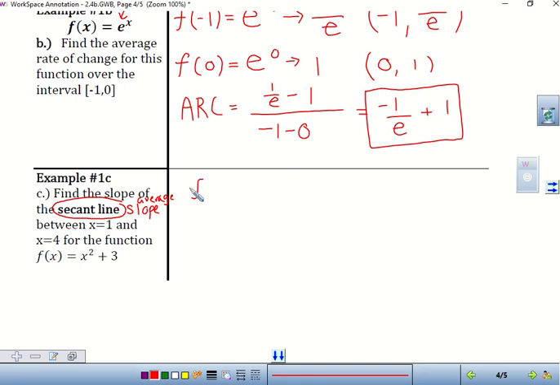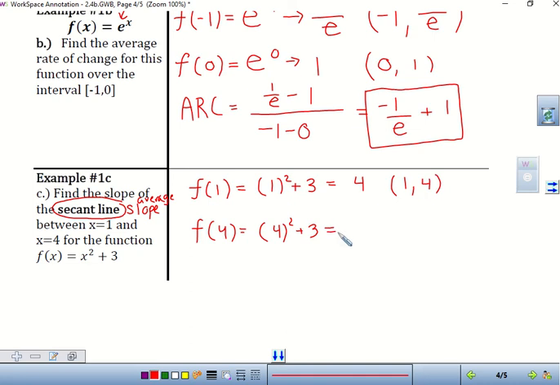So we're going to plug in 1, and we're also going to plug in 4. Each of these is going to give us a corresponding y. This is going to give me 4, so that gives me a coordinate 1, comma 4. And this one is going to give me 19. Good. So this gives me 4, comma 19.